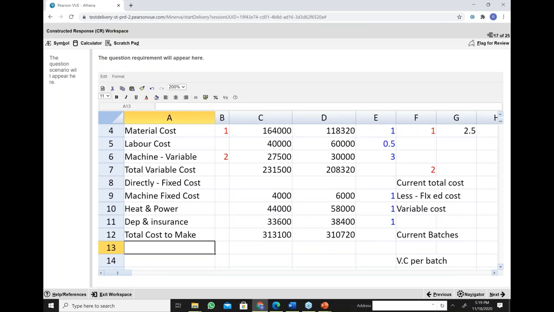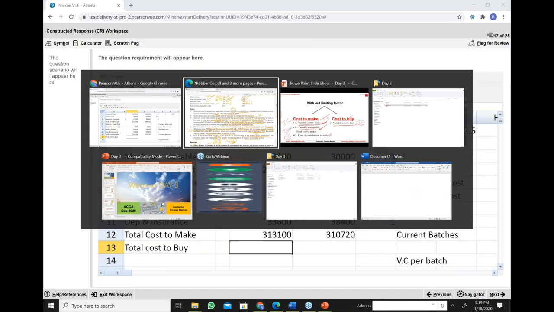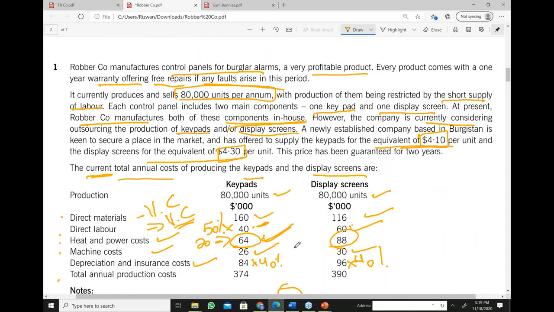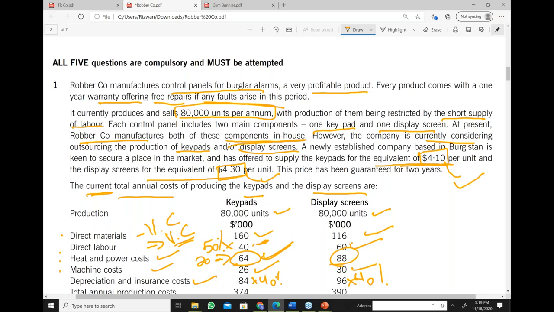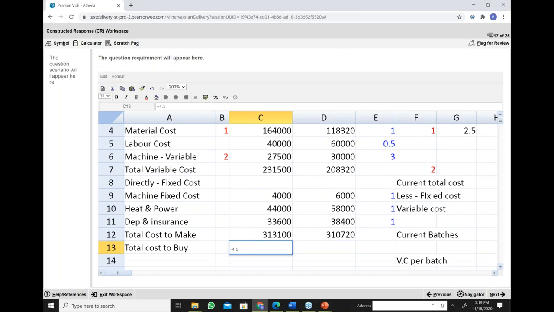Now let's compare this to total cost to buy. So how much is the cost of buying per unit? Given in the question, it's 4.1 and 4.3. So 4.1 multiplied by 80,000. Buying from outside will cost you 328,000 for keypads. 4.3 multiplied by 80,000. Buying from outside display screen will cost you 344,000. Okay.